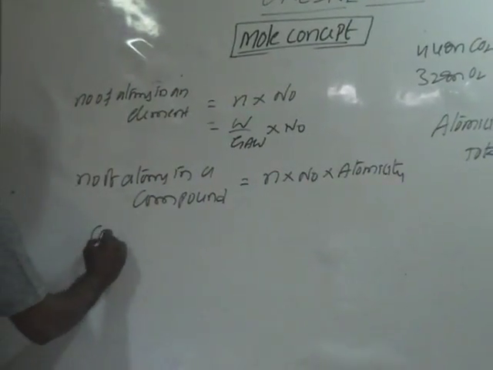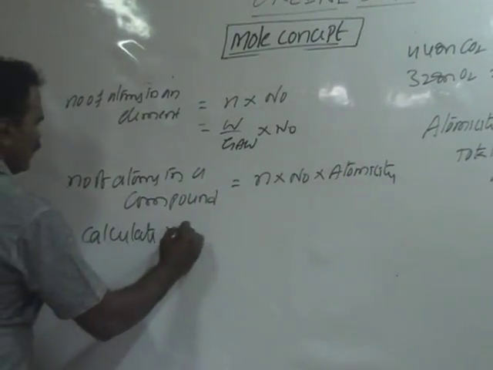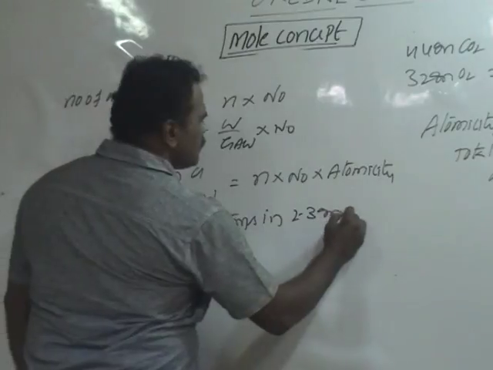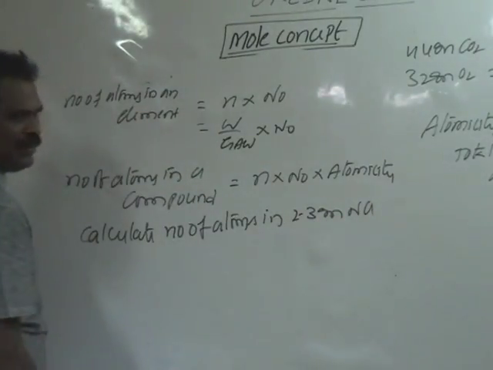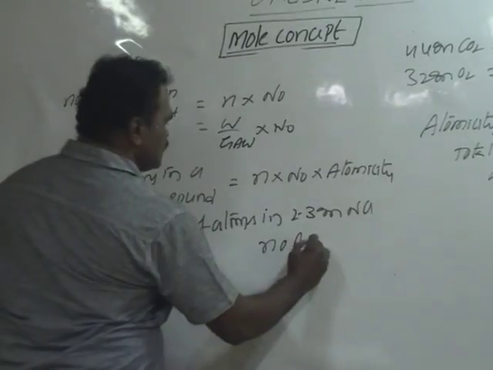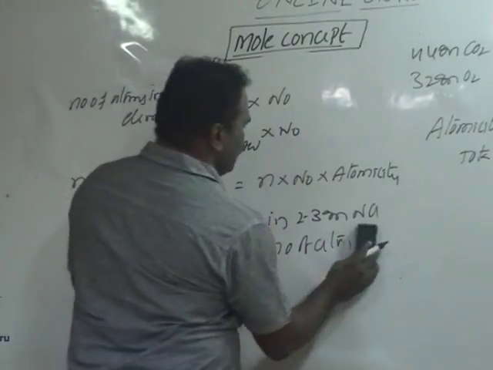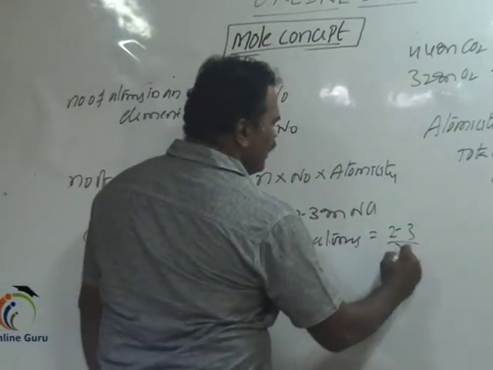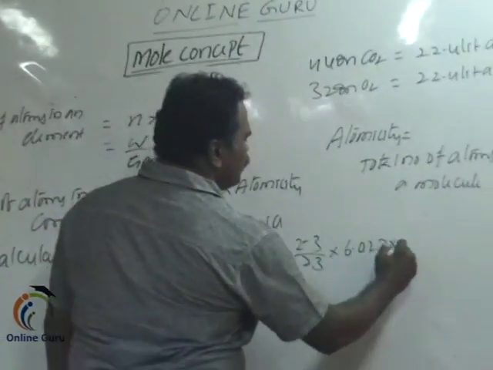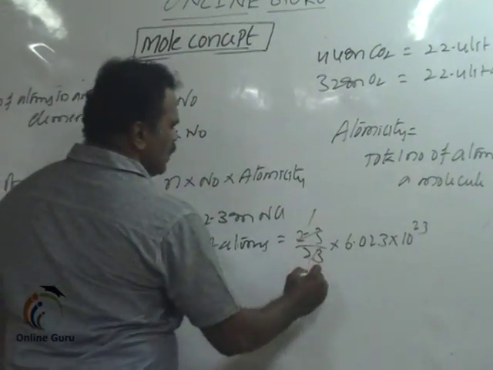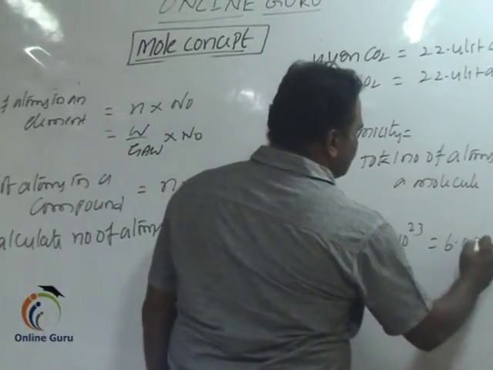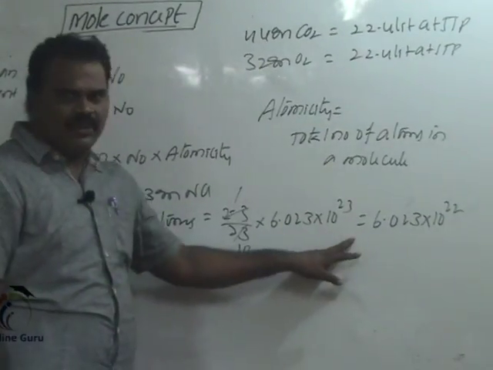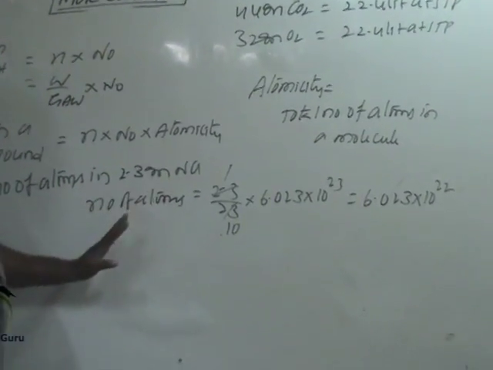For example, calculate the number of atoms in 2.3 grams of sodium. Sodium is a metal. Sodium is an element. So the number of atoms is equal to weight is given 2.3 divided by 23 into 6.023 into 10 power 23. This is 1 by 10 and its value is 6.023 into 10 power 22. So 6.023 into 10 power 22 atoms are present in 2.3 grams of sodium.